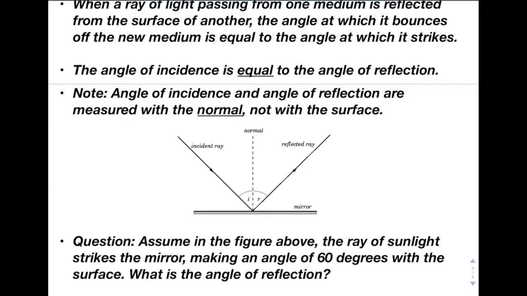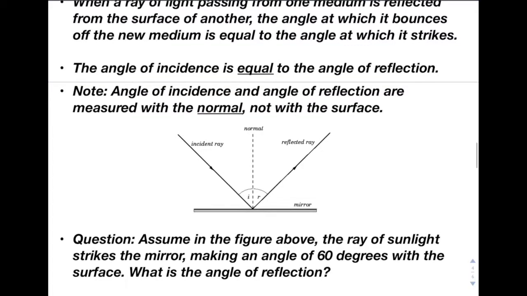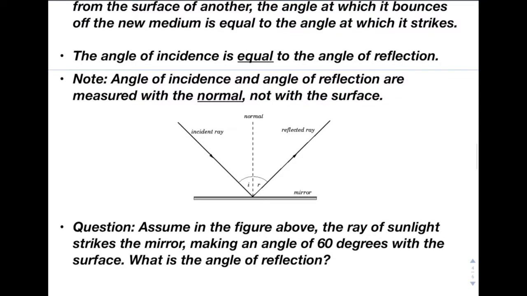assume in the figure above, the ray of sunlight strikes the mirror, making an angle of 60 degrees with the surface. So what is the angle of reflection? I'll give you a moment to answer that question. You can pause the video, and then if you want to get the answer, I'll just go ahead and continue.